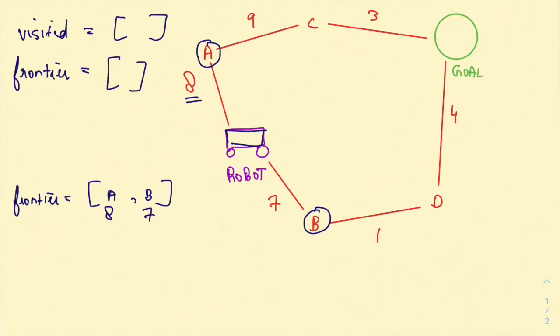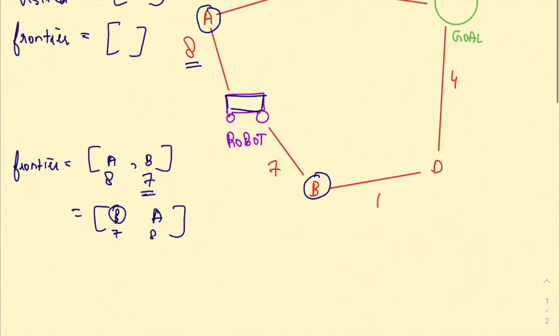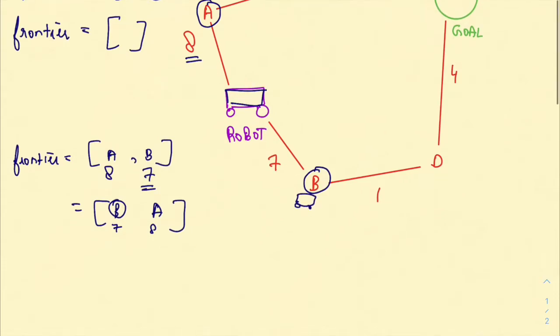B has the lowest cost, that is 7. Typically we use a priority queue to do the sorting automatically, but you can also assume that we have sorted the list, and after sorting we get B7, A8. So the robot chooses B for expansion.